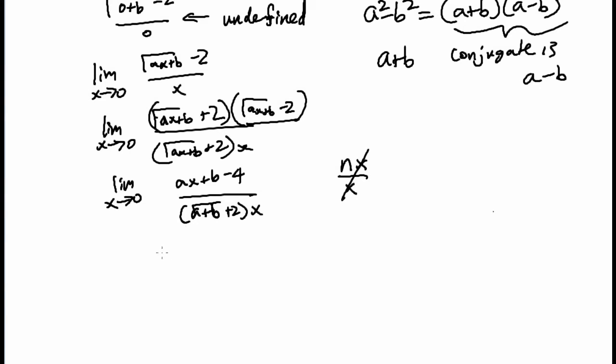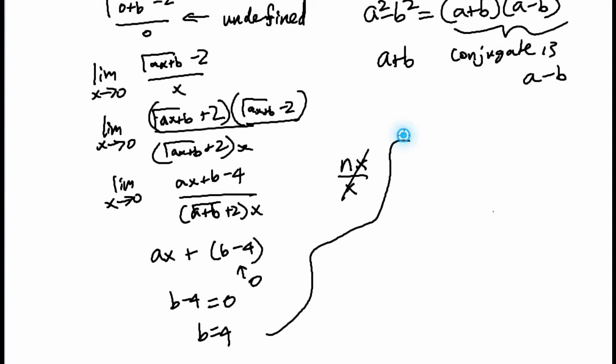Currently, we have two terms in the top. We have ax plus, and this is the constant, b minus 4. In order for the top to be a multiple of x, and we want to cancel x out, b minus 4 will have to be equal to 0. This is because we don't want a constant in the numerator when we want to cancel x out. And I'll show you why. So if b is 4, we set b to 4.